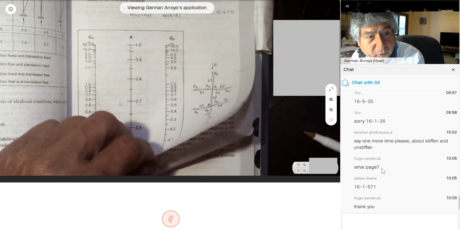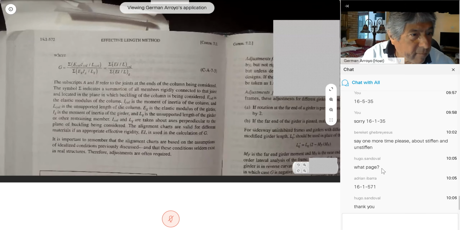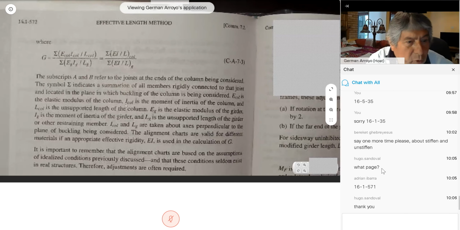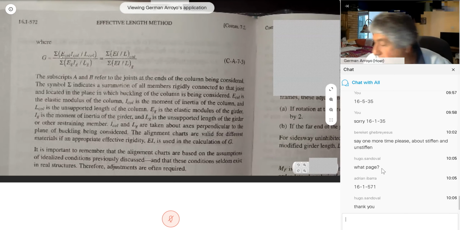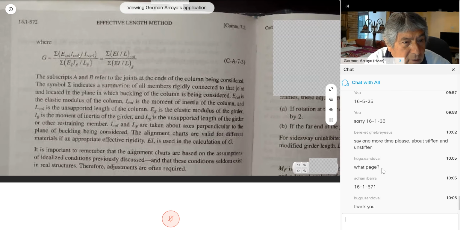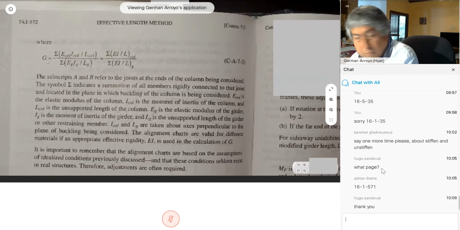And on the top of the next page, page 16.1572, it gives you how to compute G top and G bottom. It's based on the stiffness of the column over the stiffness, the summation of all the stiffness of the columns framing into the joint over the stiffness of the girder. So we find GA and GB, G top and G bottom. What I want you to know is below.